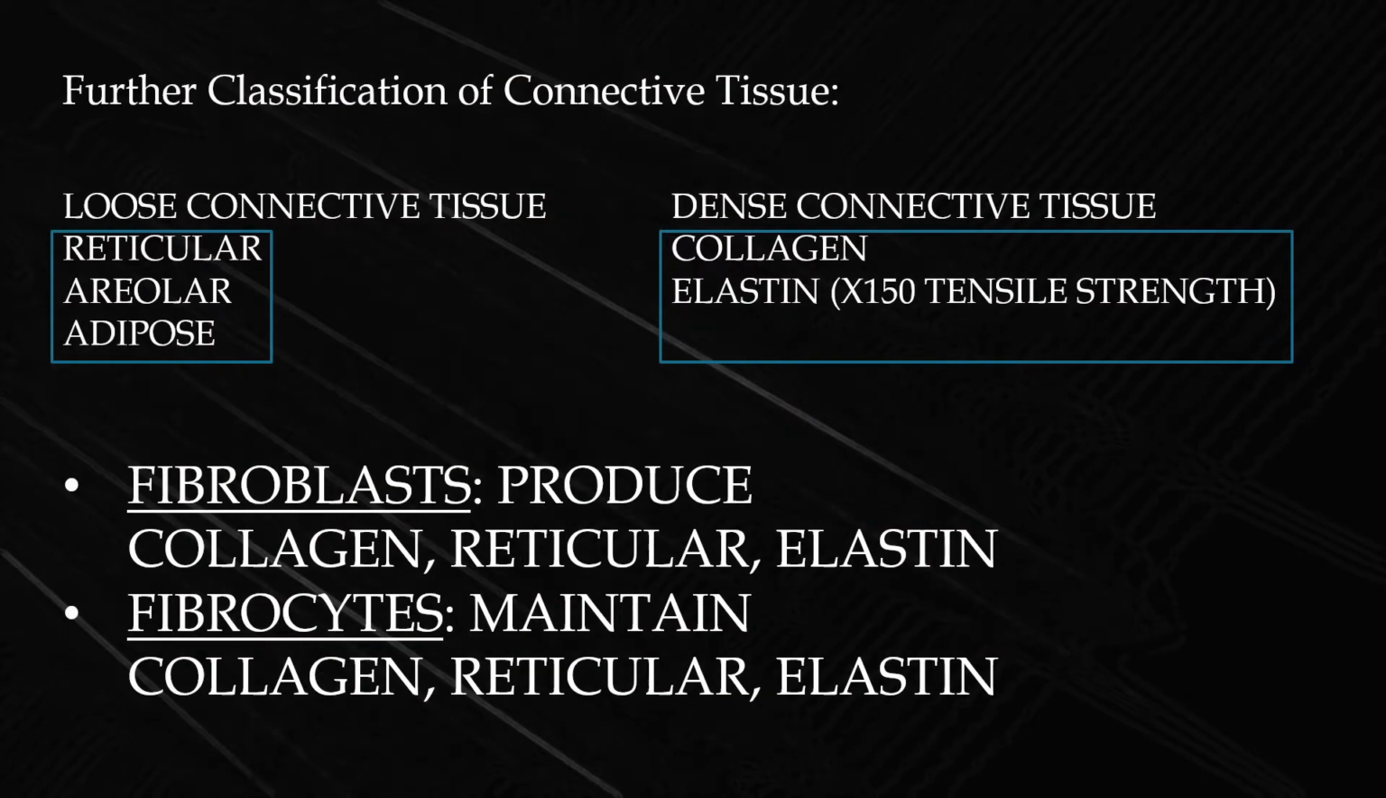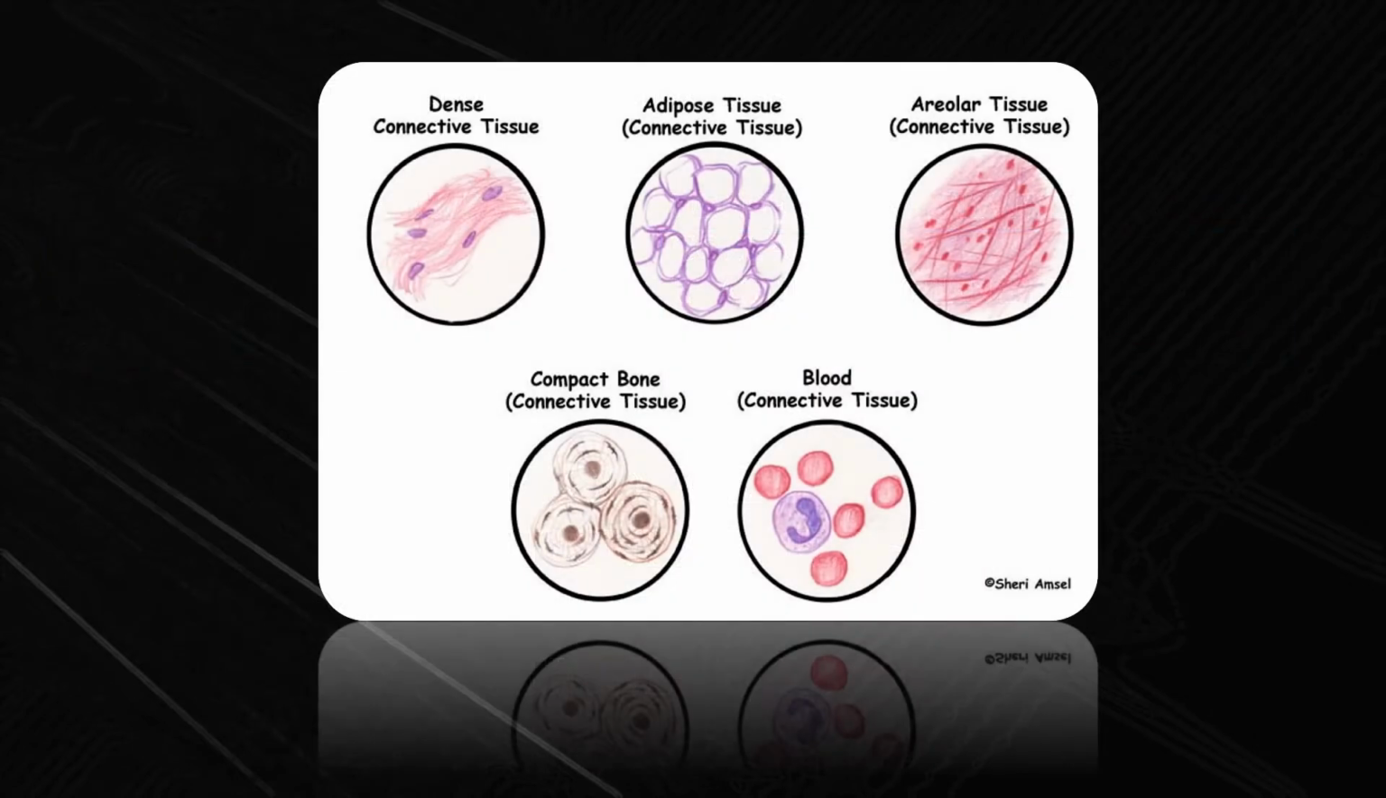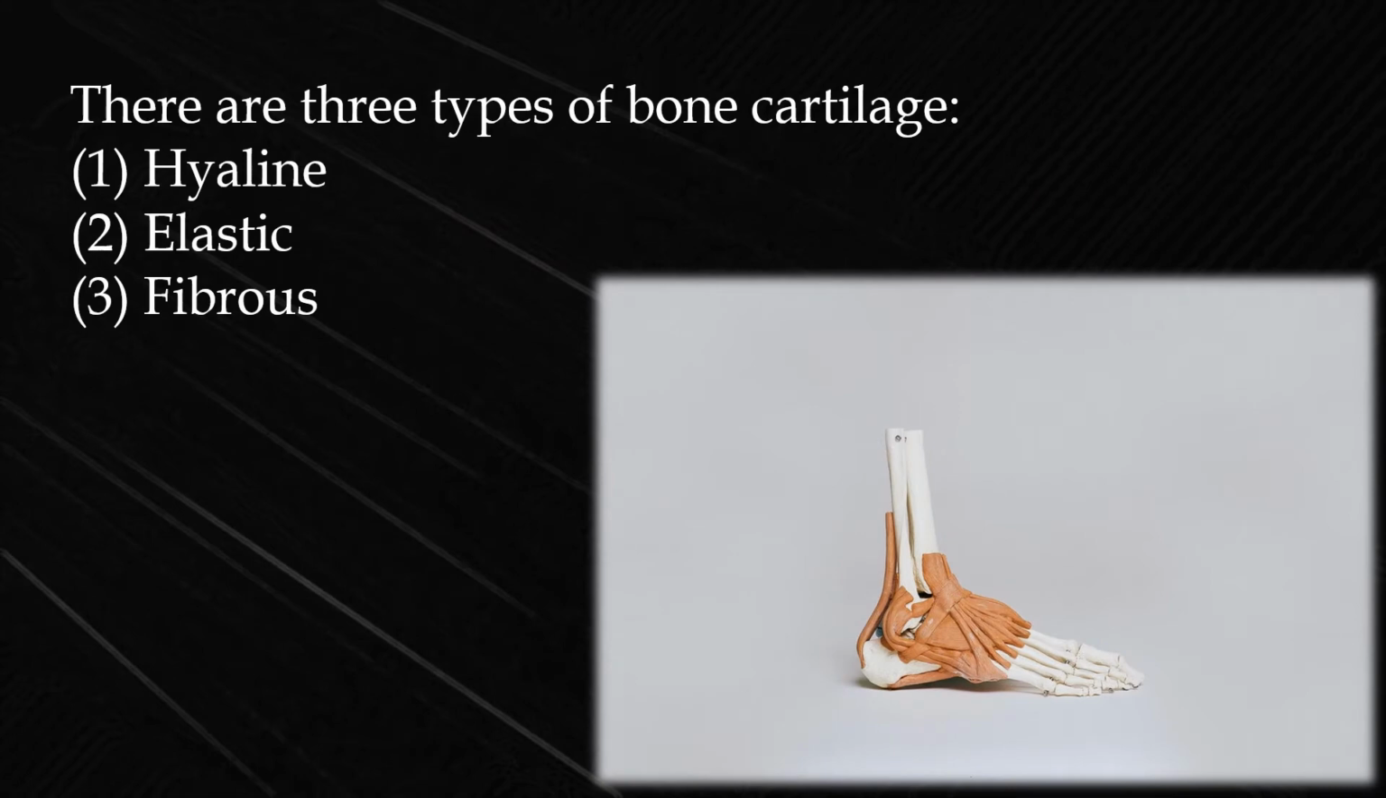Further classification of connective tissue. Loose connective tissue can be divided into reticular, areolar, or adipose tissue. Dense connective tissue can be divided into collagen or elastin. Fibroblasts produce collagen, reticular, and elastin fiber, while fibrocytes maintain collagen, reticular, and elastin fibers. There are 3 types of bone cartilage: hyaline, elastic, and fibrous bone cartilage.